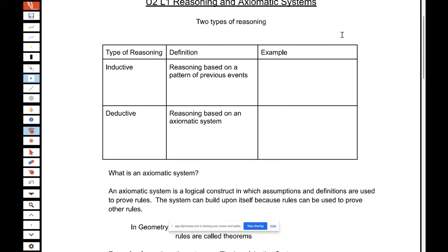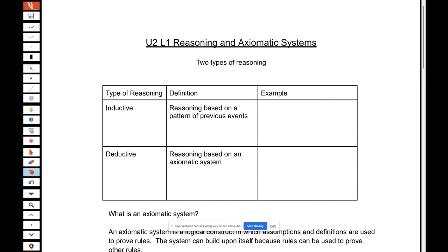All right, welcome to this video on Unit 2, Lesson 1 in Geometry. We are starting our unit on beginning geometric proof, which will have a lot of logic and proof in it. Our first lesson is on the types of reasoning, what an axiomatic system is, and what a conjecture is.